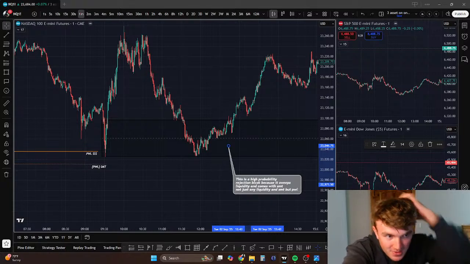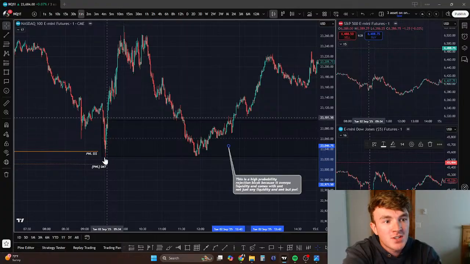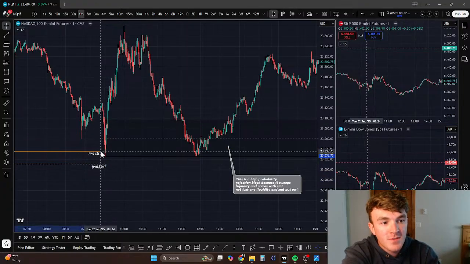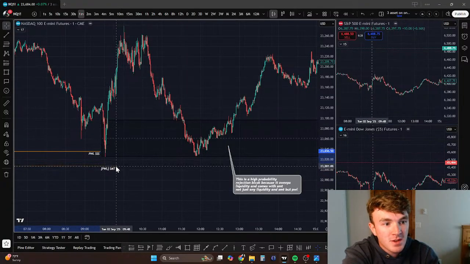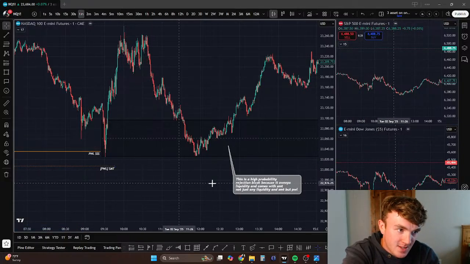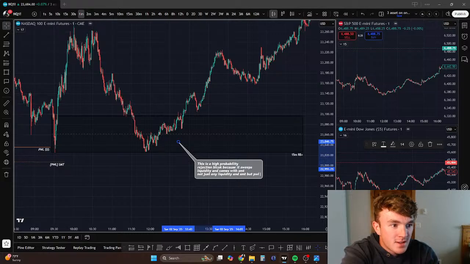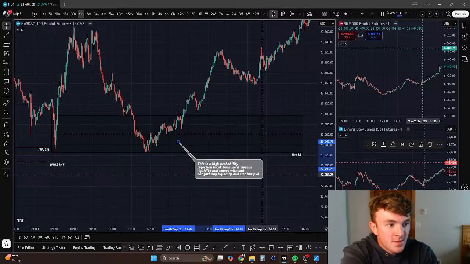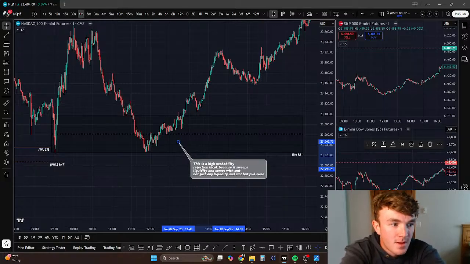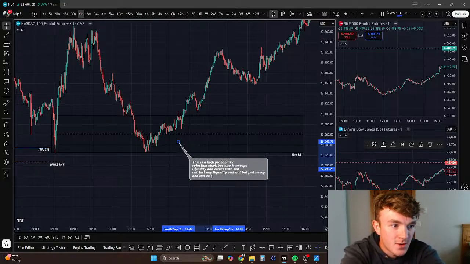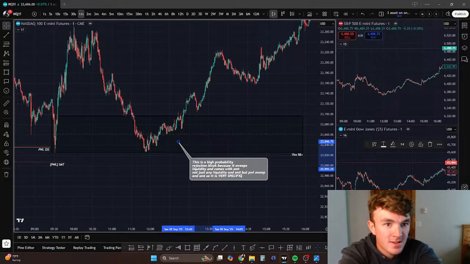So this is this rejection block. This is a 15-minute rejection block. It's very, very specific because it's a previous week's low sweep and a previous week's low SMT. So this is a really high probability rejection block because it sweeps liquidity and comes with the SMT. Not just any liquidity and SMT, but previous week's low sweep and SMT. So it is very specific.